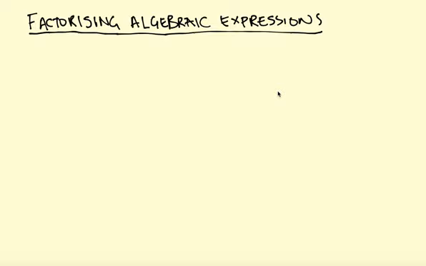Hey guys, in this video I'm going to talk about factorising algebraic expressions. So what is factorising? Well, that's to break something into its factors. So if you have a number like, say, 55, if you were to factorise 55, you would break it into, say, two factors like 5 times 11. So you've just factorised 55 into 5 times 11, or you could have 1 times 55. And that's 55 factorised. That's actually all of the factors of 55.